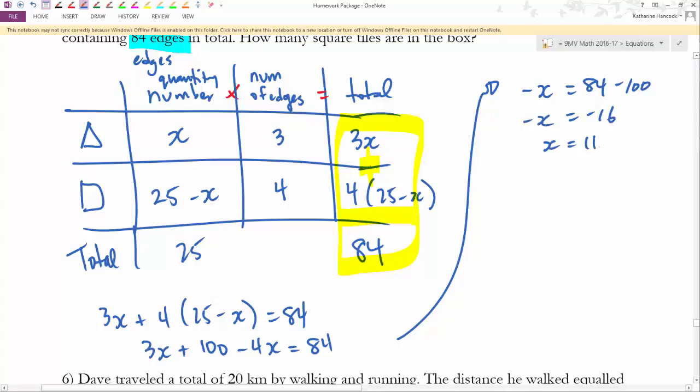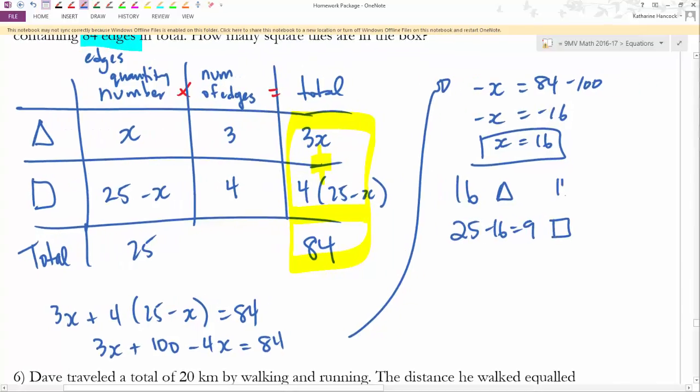So x equals 16. So that means I'm going to have 16 triangles and 25 minus 16, which is 9 squares. And if we do a quick check, 16 times 3 is 48. And then 9 times 4 is 36. Add 48 and 36. And hey, what do you know? We got 84, so we're right. So it's going to be 16 triangles and 9 squares. Of course, you would do that fancier with a final therefore statement, but I'm not going to do that.